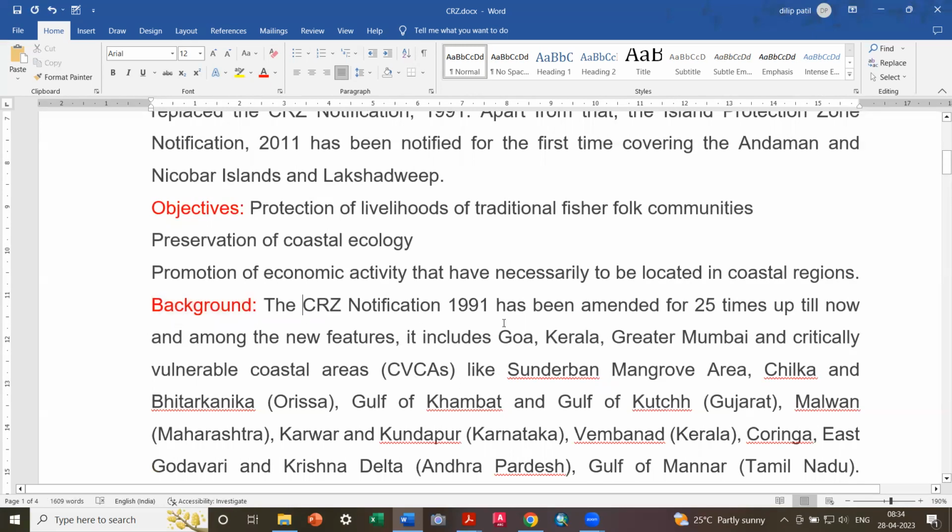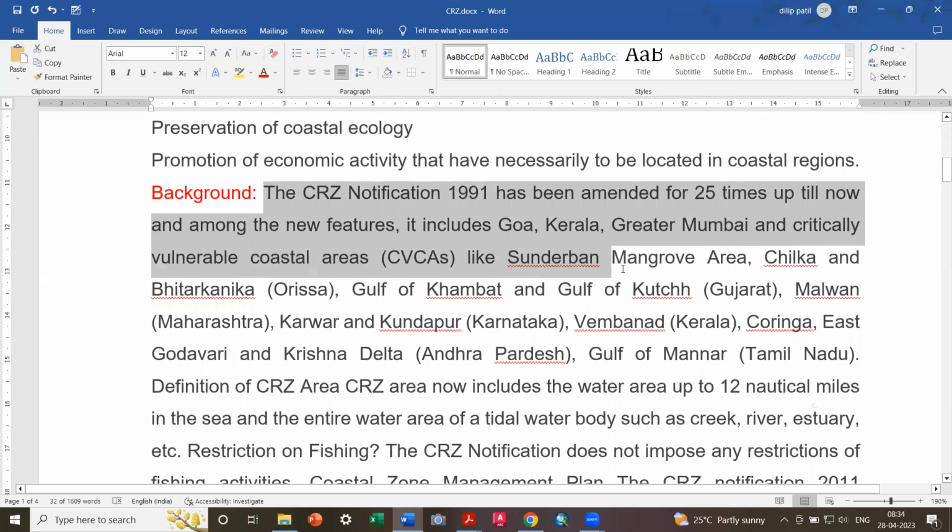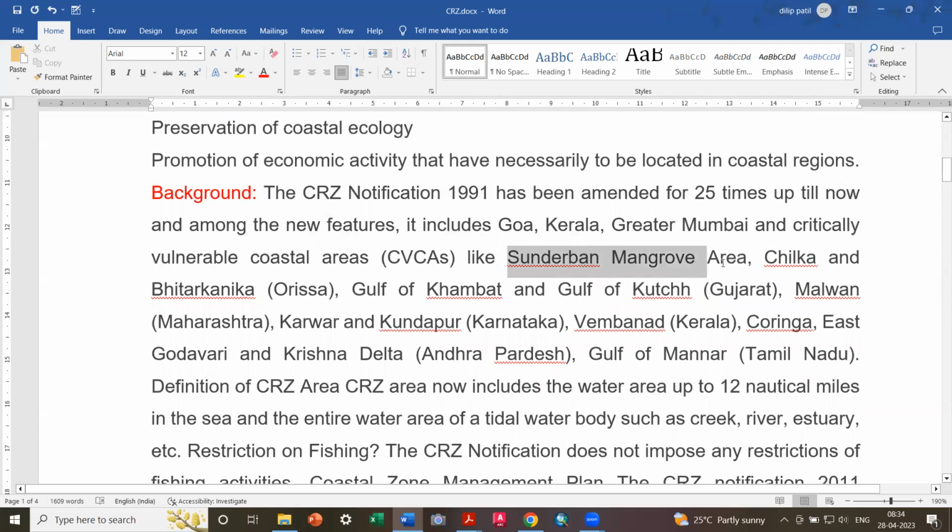As a background, we will see how this initiative started. The CRZ notification 1991, which you can search on Google, has been amended 25 times up till now. Among the new features, it includes Goa, Kerala, Greater Mumbai, and critically vulnerable coastal areas like Sundarban, mangrove area. Do you know where Sundarban is?